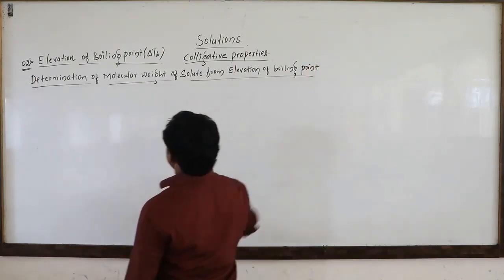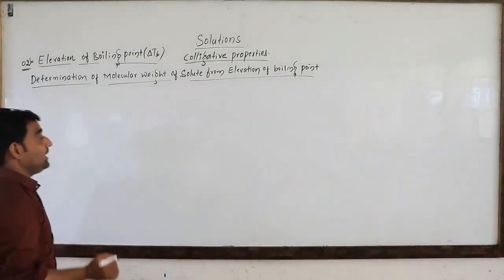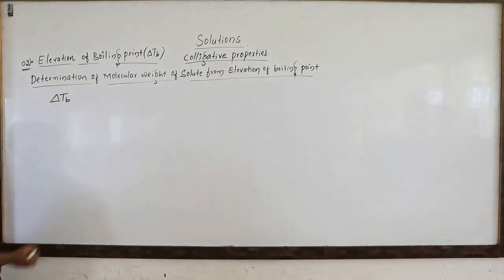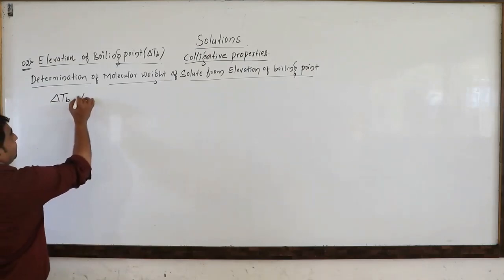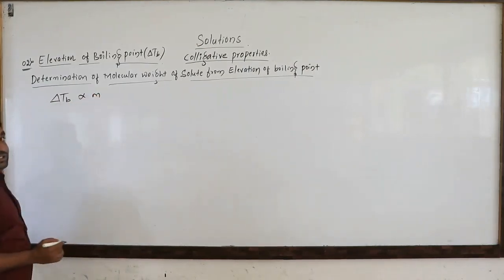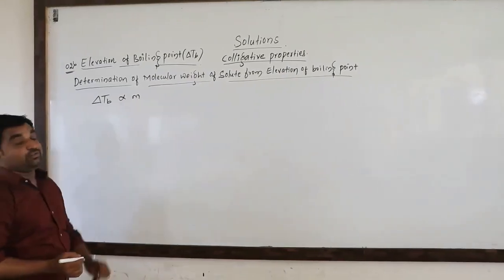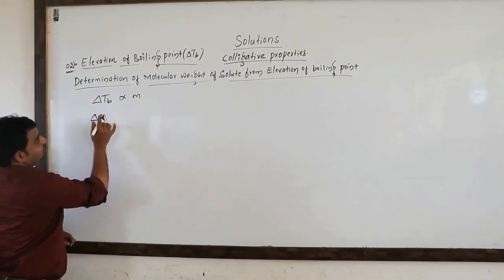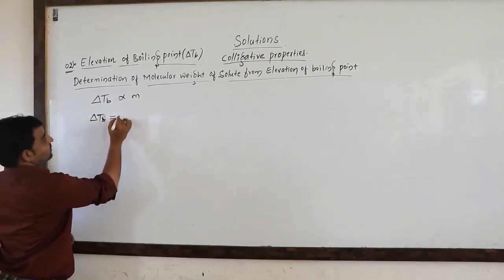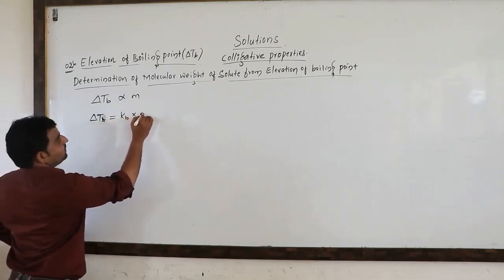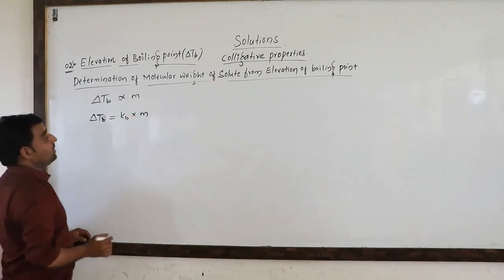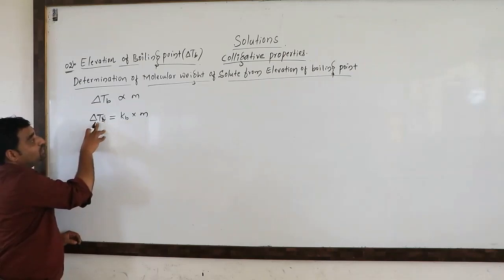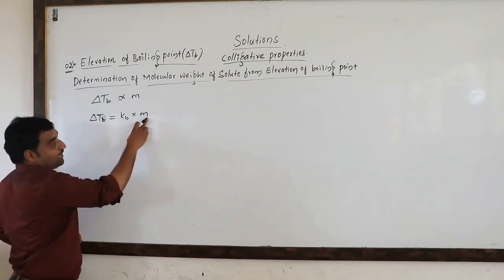How to calculate the molecular weight of a solute using the elevation of the boiling point, as we already discussed. Elevation in the boiling point is denoted by delta Tb, the change in temperature, and is directly proportional to the molality of the solution. Small m means molality of the solution. So now delta Tb is equal to Kb into m, that is the molality. Kb is the ebullioscopic constant or the boiling point elevation constant. Delta Tb is the elevation in the boiling point. m is the molality of the solution.